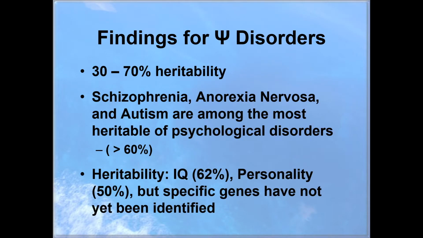Did you know that genetics are just as important to psychological conditions as they are to physical ones? Heritability for psychological disorders ranges from a low of 30% to a high of over 70%, with conditions such as schizophrenia and anorexia nervosa being among the most heritable of all conditions. And heritability for other conditions is also quite high, things like IQ and personality, although we haven't been able to identify the specific genes involved, alluding to the fact that they are likely polygenetic.